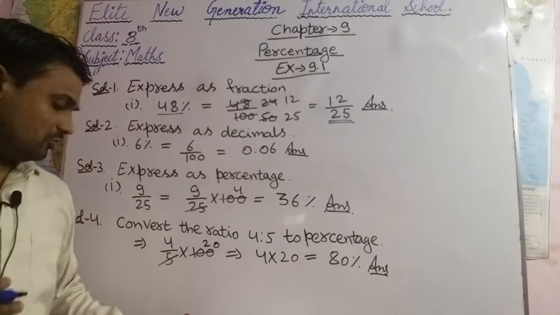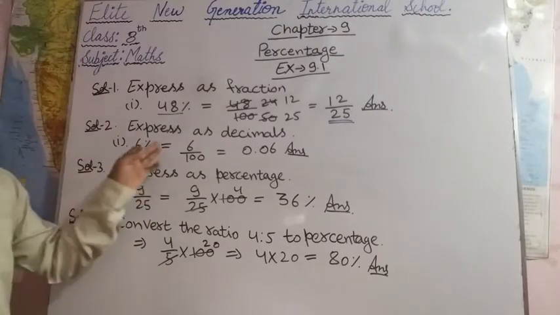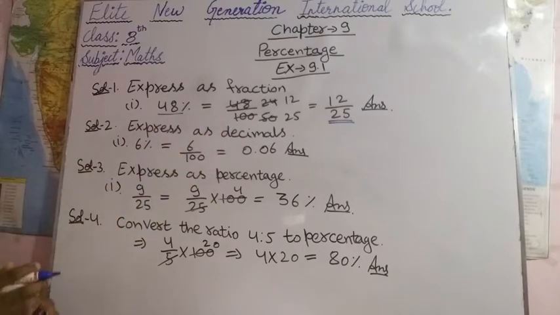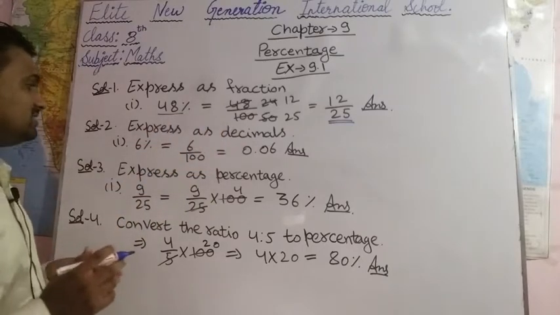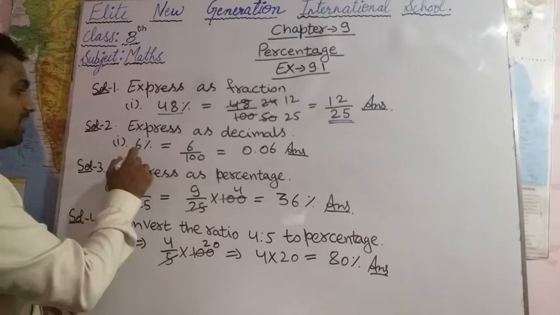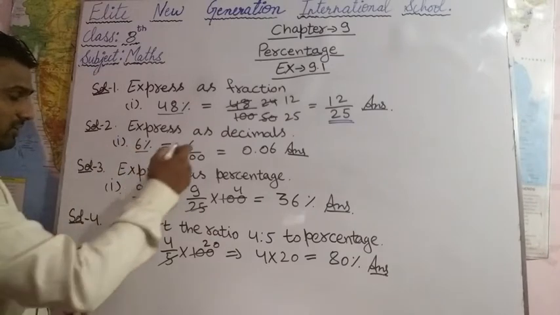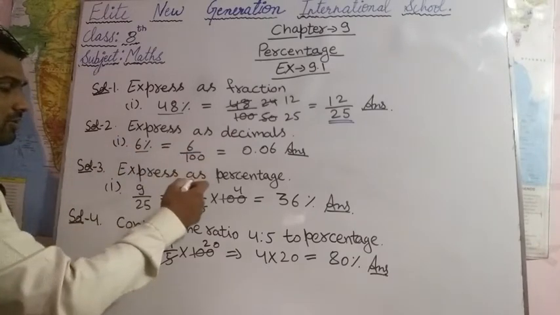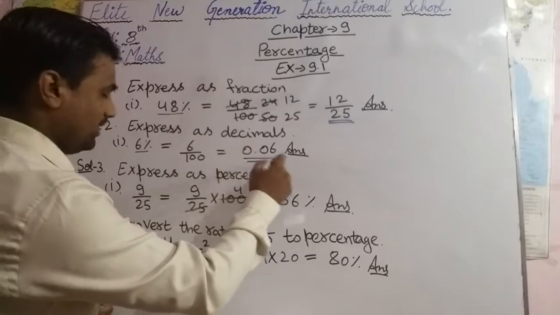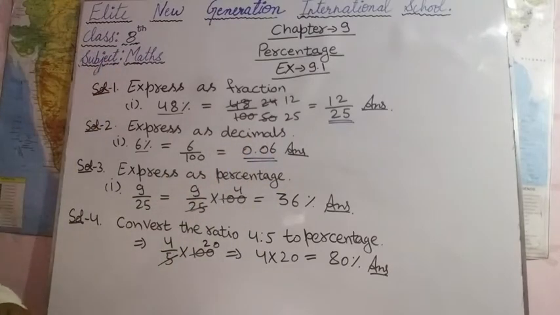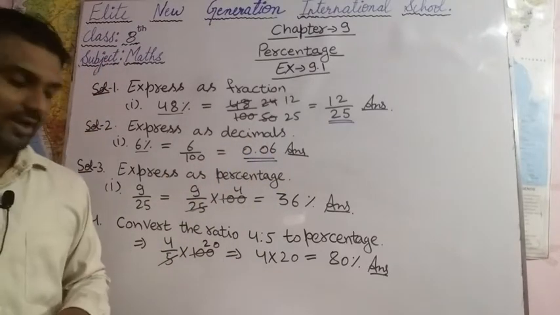Now see question number 2, express each of the following as decimal. In the first part we have 6%. We can write it as 6 upon 100. So it will be 0.06, the answer. The remaining parts you can try yourself.